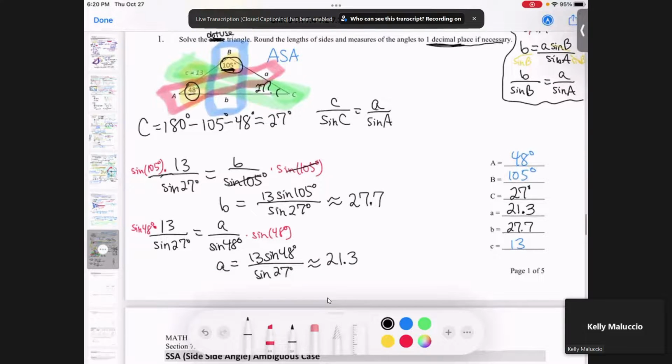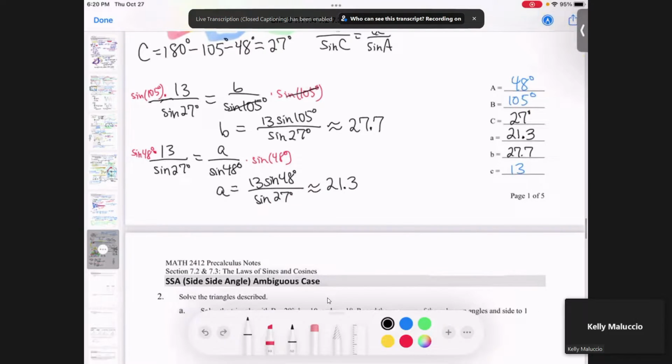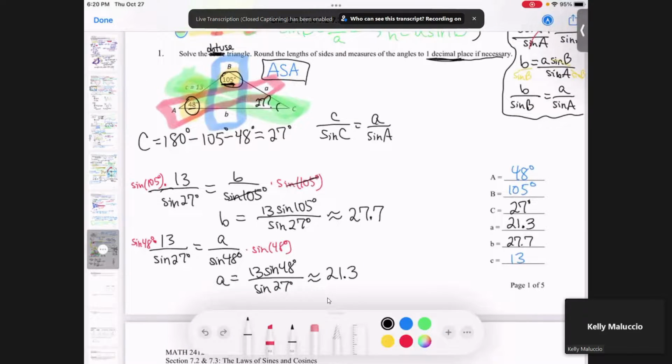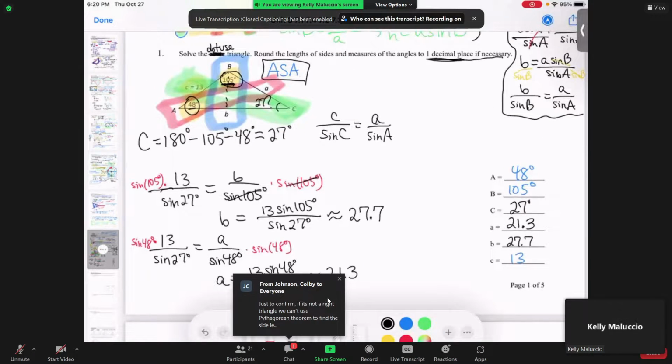Okay, so that was an example of angle, side, angle. And now notice how we found everything. We found all three angles and all three sides, right? So that's kind of what we were looking to do. That's what we're looking to do in these types of problems. We don't need the whole dropping down in the middle and making a right triangle. We are never going to do that. That was just to show us.